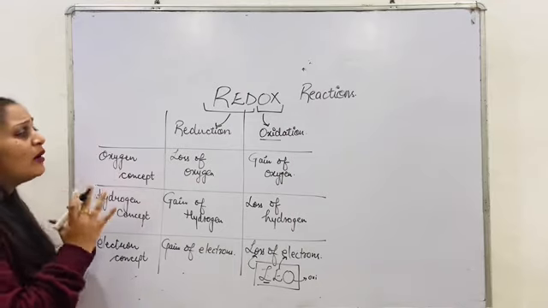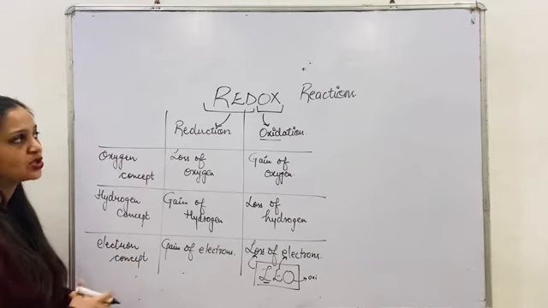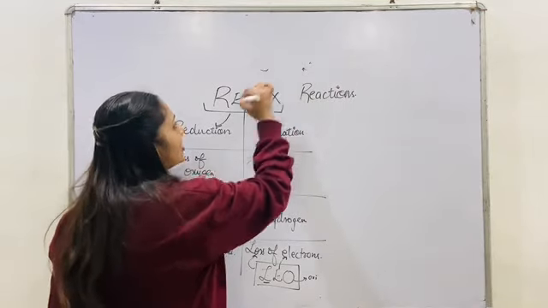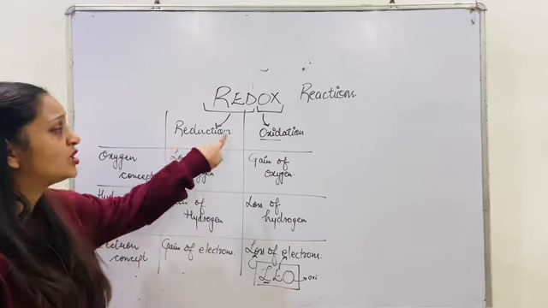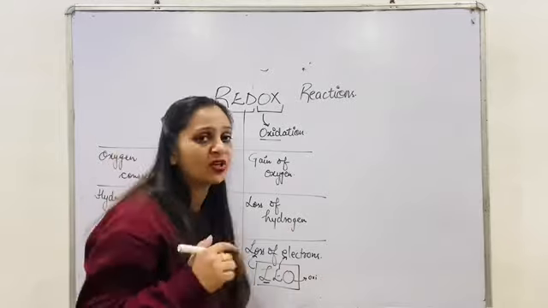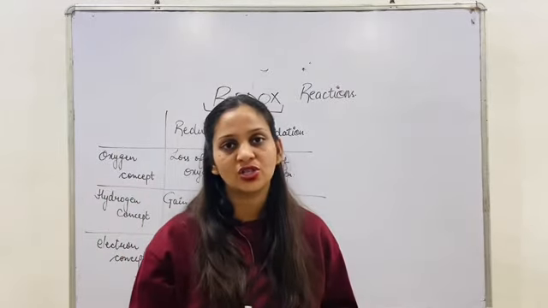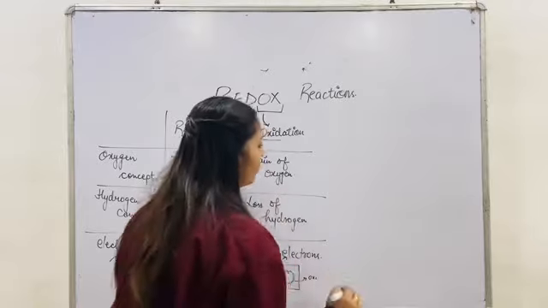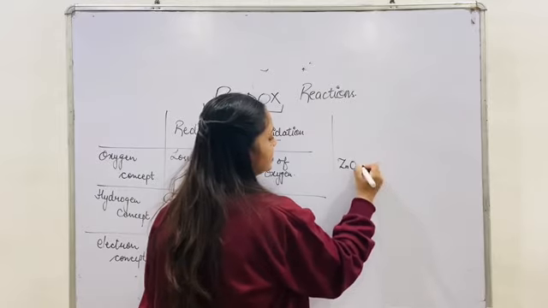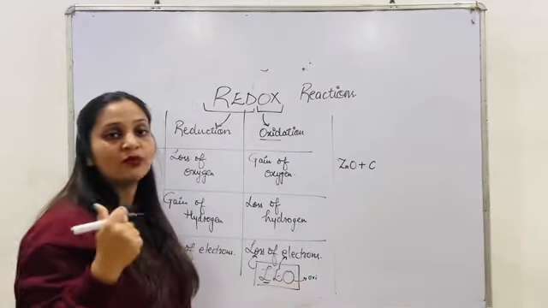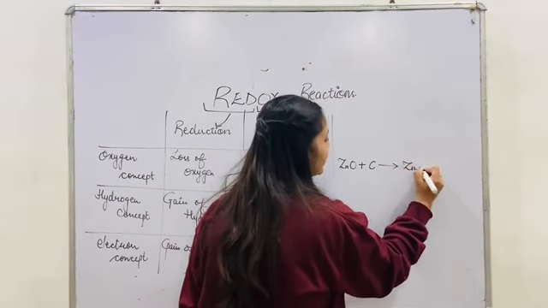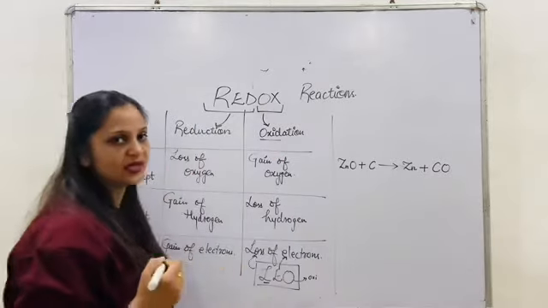Now how are oxidation and reduction related in the redox reaction? A redox reaction is one in which reduction and oxidation take place simultaneously, meaning a reaction in which both oxidation and reduction take place is termed a redox reaction. For example, if we have zinc oxide and to it we add carbon, it will result in the formation of zinc and carbon monoxide.